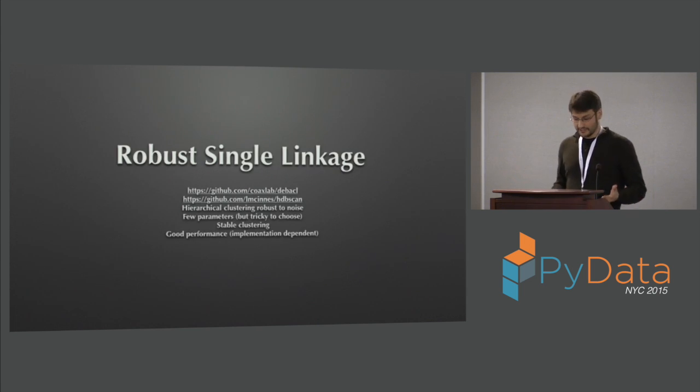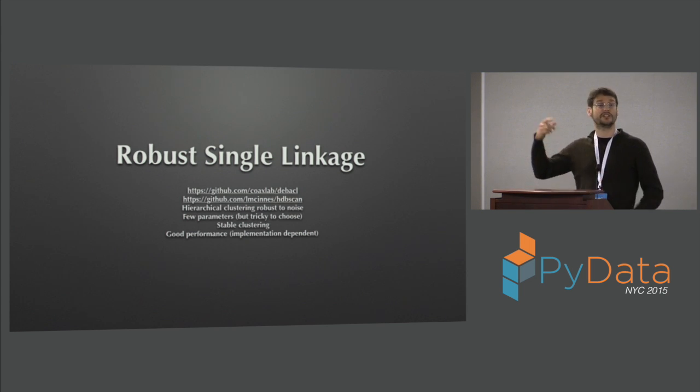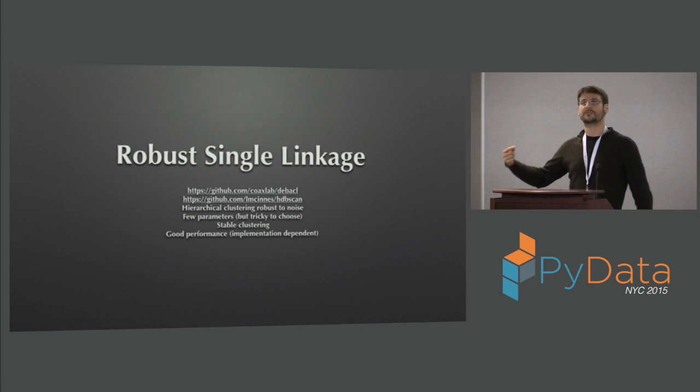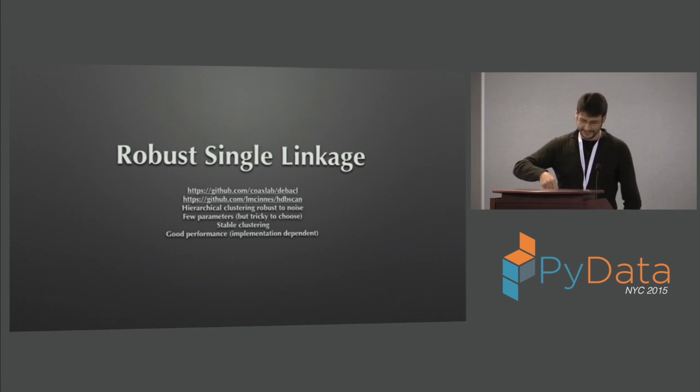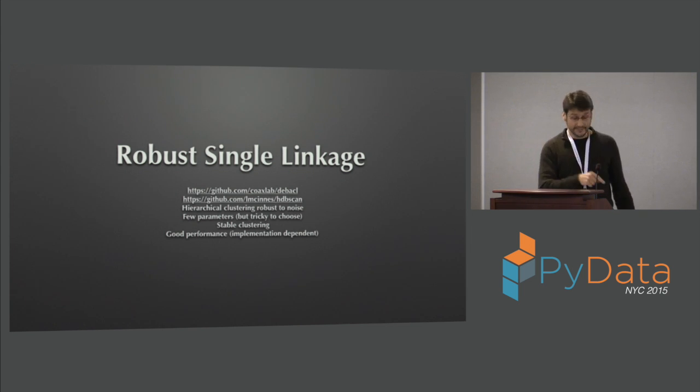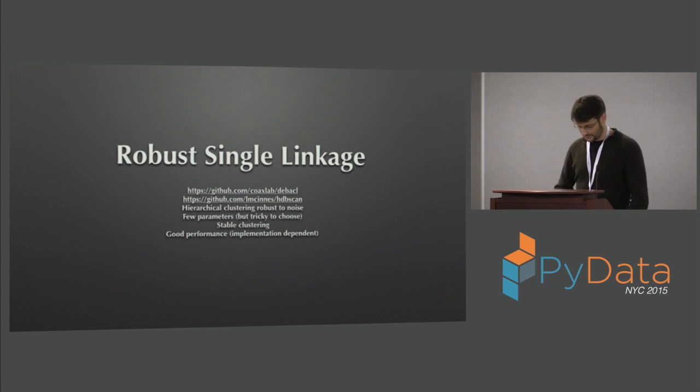Robust single linkage is a better option if you're interested in the cluster hierarchy. It's a version of single linkage that's robust to outliers. If you've never heard of it, look into it. There's some links there, write them down quickly. It's a great way to go. And you can get really quite good performance depending on the implementation.